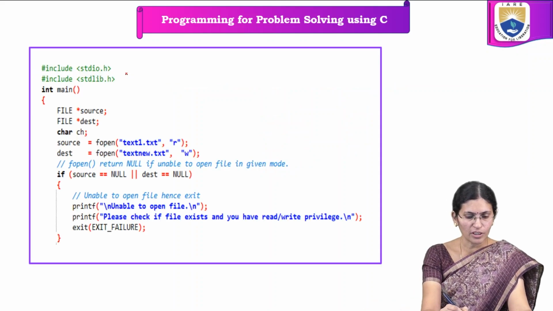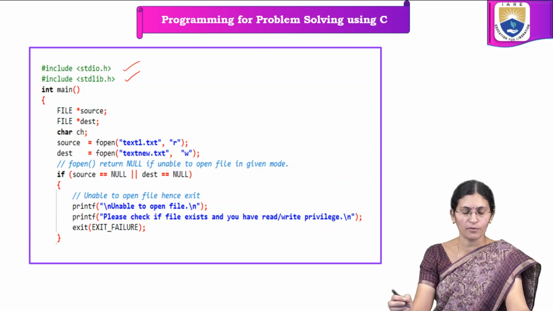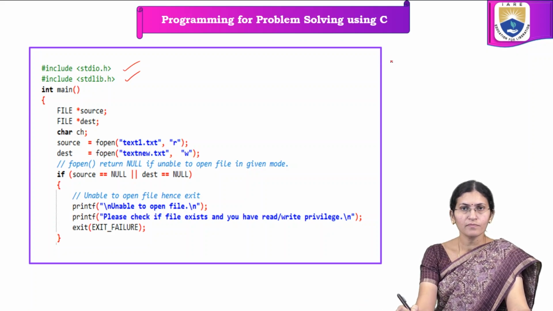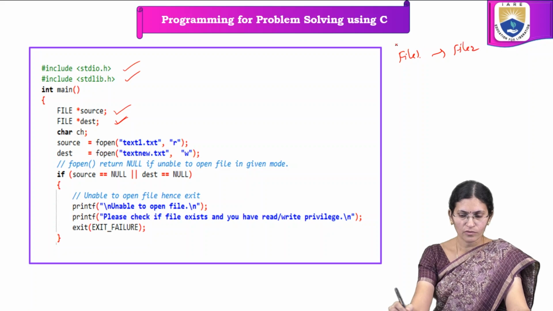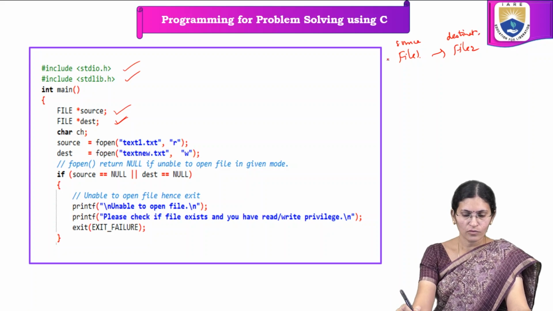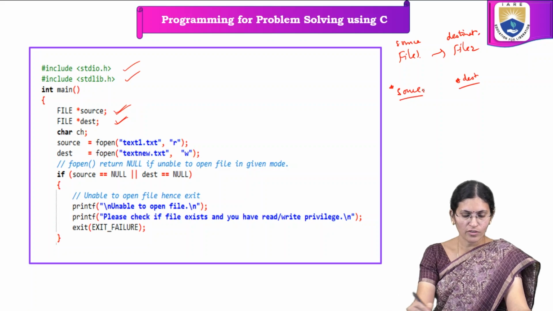First, we need to include the header files, the stdio.h header file and the stdlib.h header file. Then we need to declare 2 file pointers. The first one is the source, the next one is the destination file. Suppose we want to copy the contents of file 1 to file 2. So this is the source file and this one is the destination file. For the source file we have declared a file pointer source, and for the destination file we have declared a file pointer dest. So these two are the pointers.